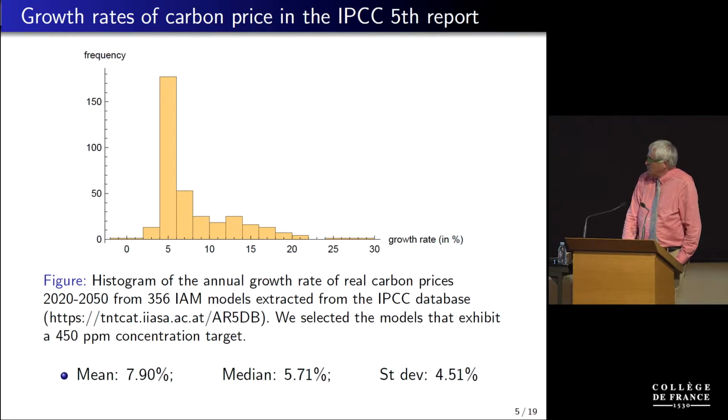concentration of CO2. If I limit the analysis to these 356 calibrations, here is the recommended growth rate of the carbon price over the period 2020-2050. Just look at the mean. The mean is an annual growth rate of the carbon price of mostly 8%, with a lot of disagreement, but let me focus on this mean. So a growth rate of the carbon price of something like 8%.